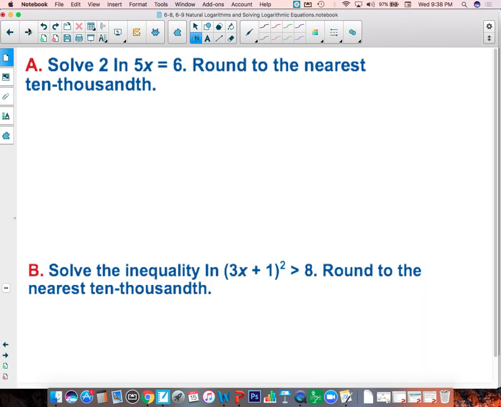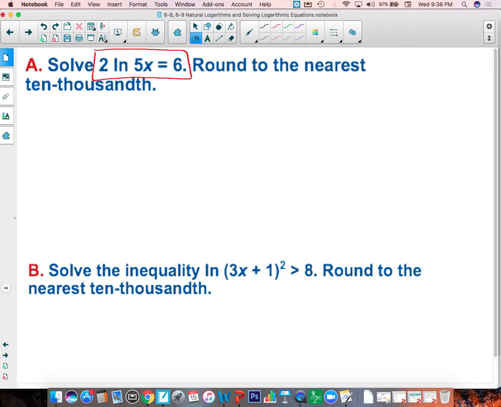So now, solving equations. I have equations and inequalities here, to solve logarithmic or natural log equations and inequalities. Again, this is just what you had on the homework yesterday, so this is more practice. The first one here, A, write the equation down, and then we'll solve it.